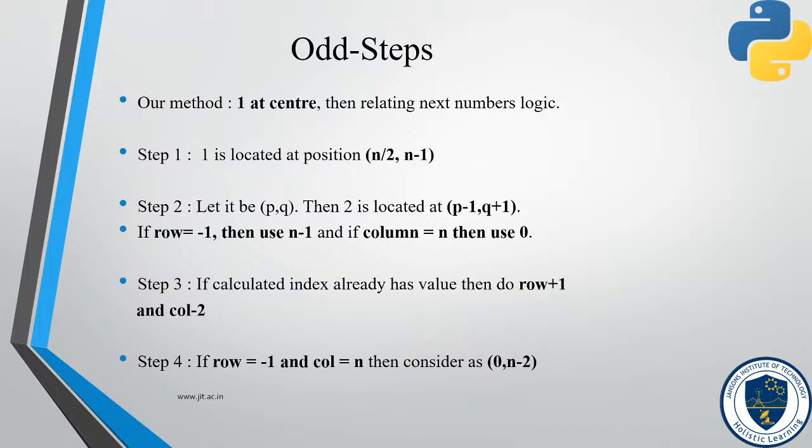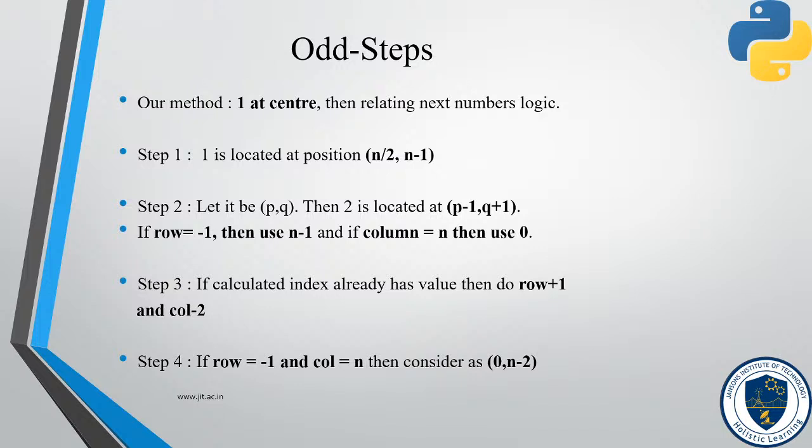So this is our logic. According to this, the placing of position is seen here step by step. Step 1: we are placing the number 1 at the position n by 2 comma n minus 1. For example, if your matrix is 3 cross 3, n by 2 will be 3 by 2, which is 1.5, so you will be placing 1 at 1. 1.5 will be figured as 1, and n minus 1 for a 3 cross 3 matrix, 3 minus 1, is 2. So 1 comma 2. Okay, so likewise you will be placing.